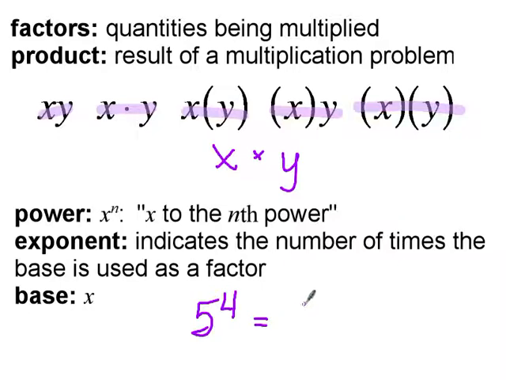Yeah, go ahead. 5 times 5 times 5 times 5. So basically, 5 to the 4th power means you're going to use four 5s, and you're going to multiply them.